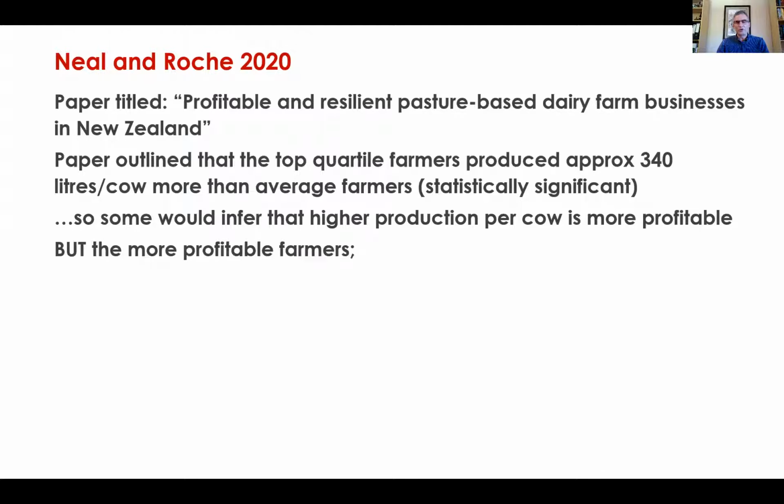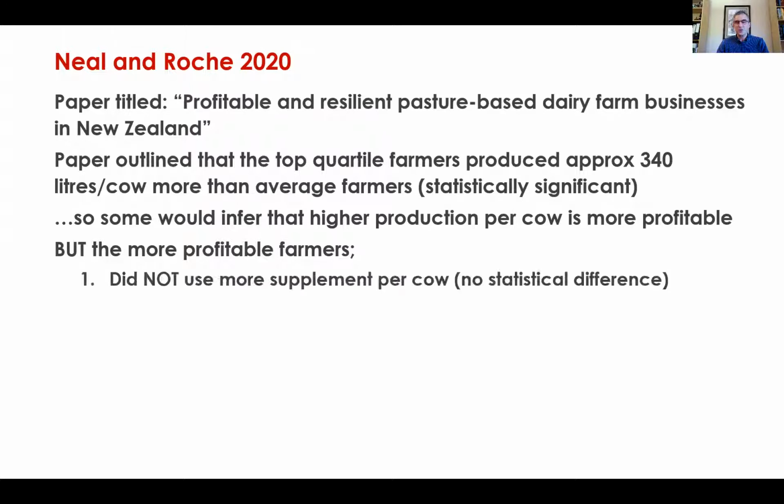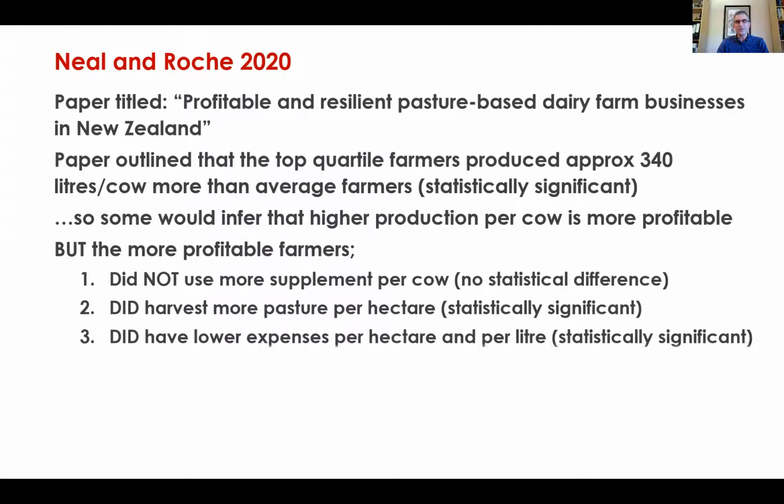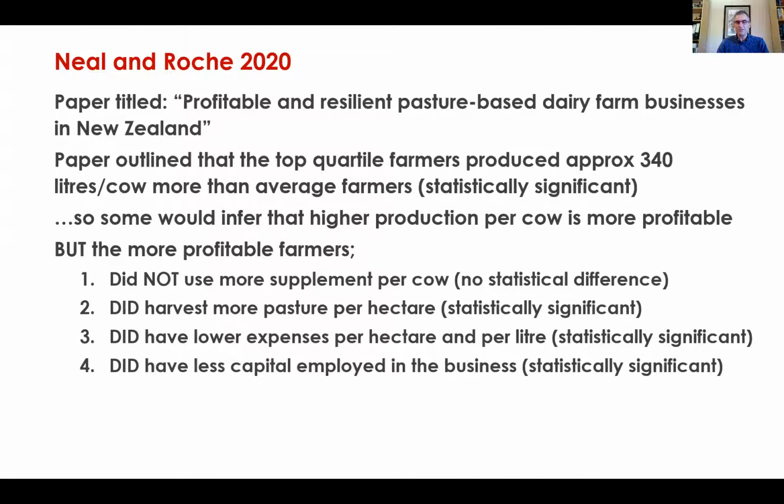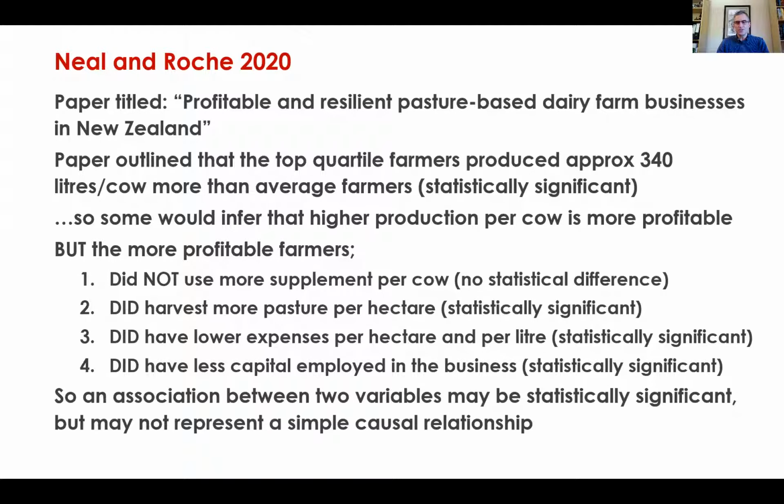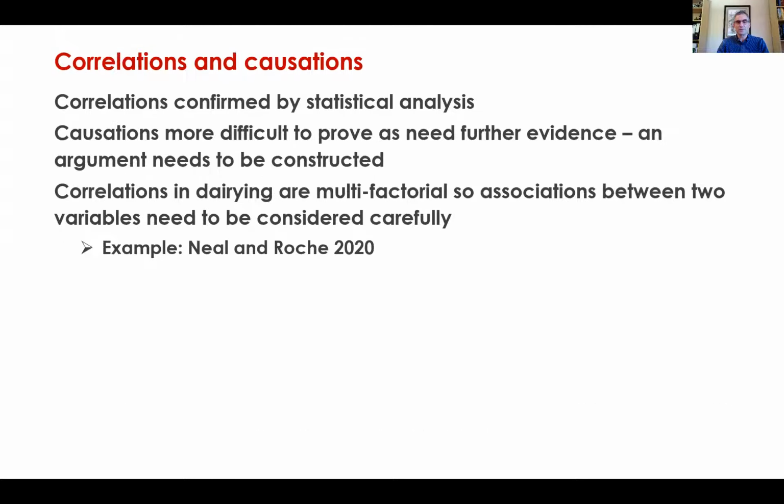However, Neal and Roach also reported from the data that the more profitable farmers firstly did not use more supplement per cow, but they did harvest more pasture per hectare, and they did have lower expenses per hectare and per litre, and they did have less capital employed in the business per hectare. All 4 of these factors were statistically significant. On the first point, there was no statistical difference. So a correlation or association between 2 variables may be statistically significant, but may not represent a simple causal relationship.